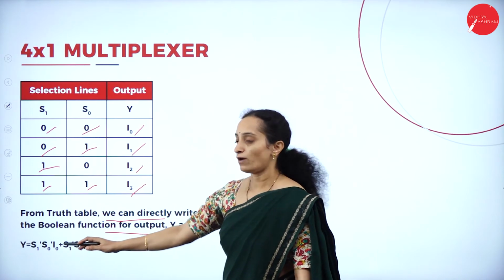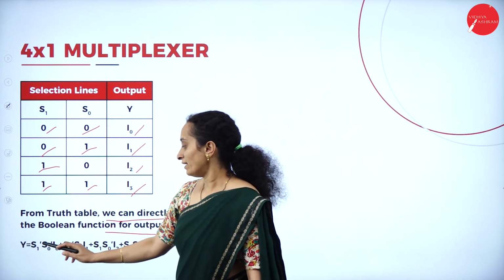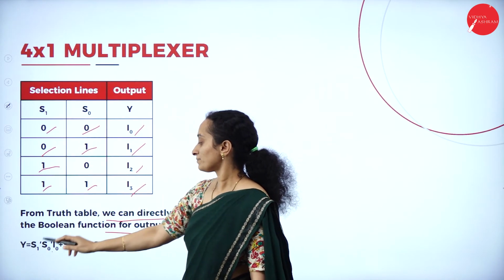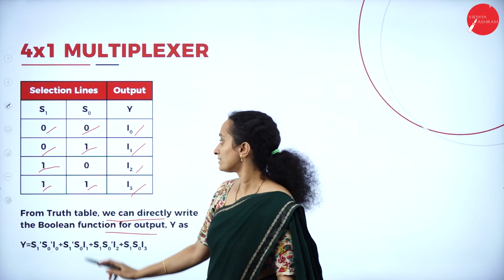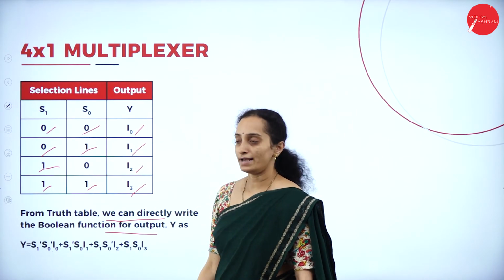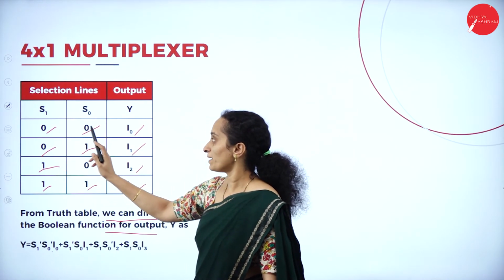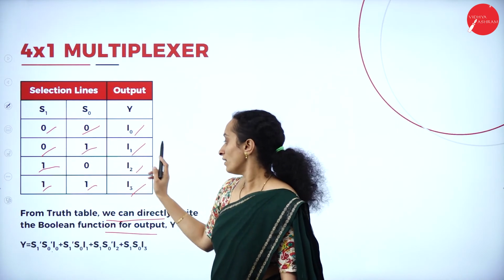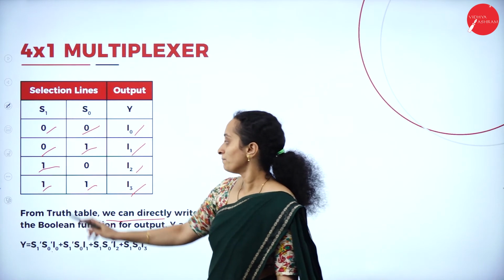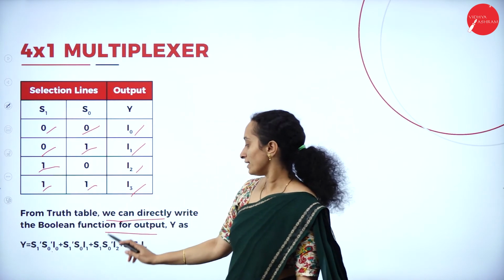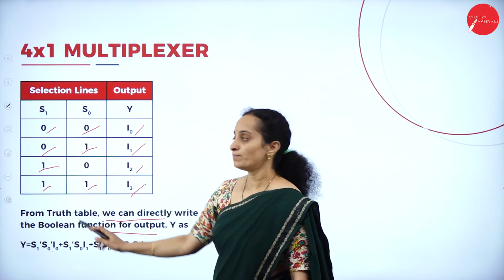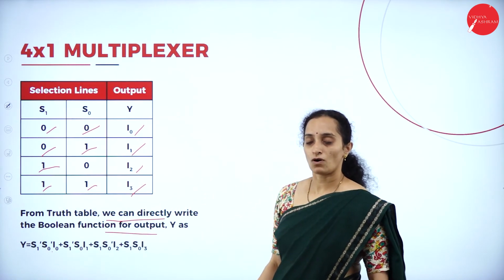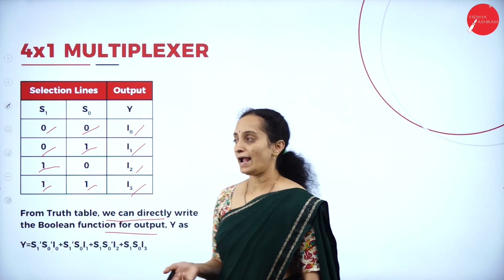What is that? Y equals S1 dash, S0 dash into I0. Next we have S1 dash, S0 into I1. Then S1, S0 dash, I2. Then S1, S0, I3. So all will be using the AND gate.